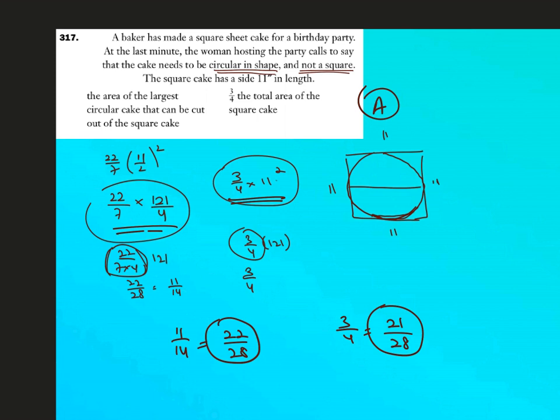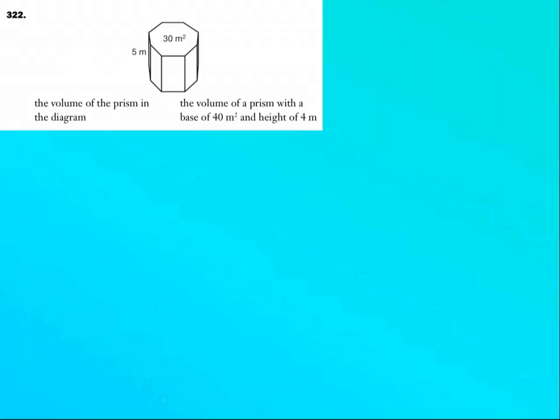So the idea is, when you have to compare the products of some terms, just ignore the common terms. In this case, the common terms were 11 square. I had 11 square in this formula, I had 11 square in this formula. So I just kept that aside and compared the remaining multiples. So this is A. Let's try the next one.